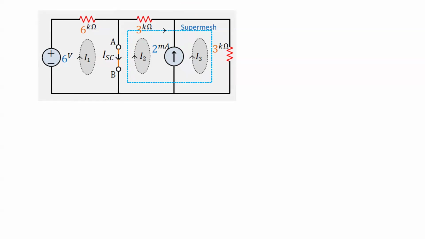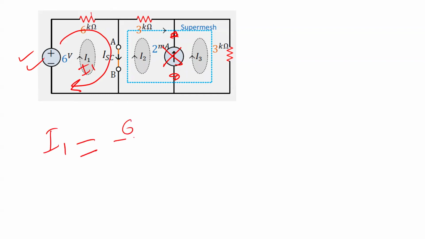You remember in superposition, I can make this circuit like two circuits. In one circuit, I will keep this one, and then I'm gonna remove the other one. When I remove this one, it becomes an open circuit this way, okay? And then I will find all the current coming from here. I'm gonna call it, for example, I1. So actually I1 should equal 6 divided by 6 kilo ohm, which is 1 milliampere. So the contribution of this voltage source is actually 1 milliampere.